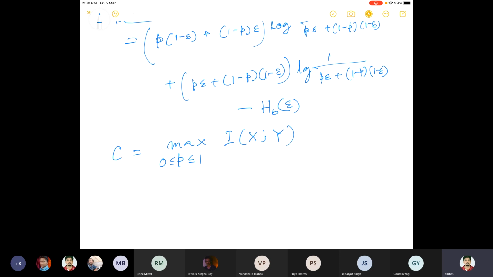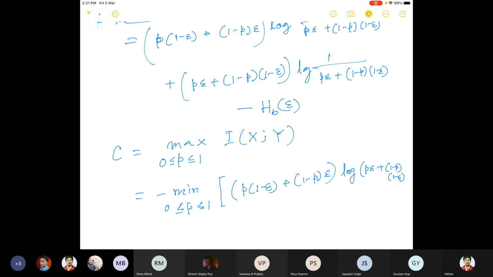So the same thing can be written as minus of the minimum over 0 less than or equal to P less than or equal to 1, and we'll take the minus of this, which will be like this: sum of P times (1 minus epsilon) plus (1 minus P) times epsilon. I mean, you can do this manipulation. I'm just writing it down. Log of P epsilon plus (1 minus P) times (1 minus epsilon).